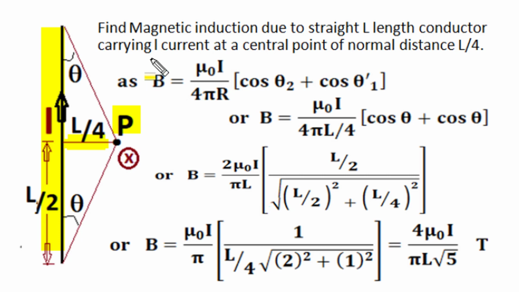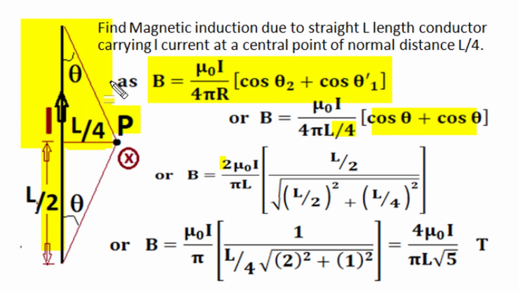We know that for a finite length, the magnetic flux density of a straight conductor is given by this yellow highlighted result, where R is the perpendicular distance of the observation point from the conductor, and this is L/4 as given to us. Due to symmetry, as this observation point is at the central position, the two extreme theta angles, the angle between current element and position vector, theta 1 dash and theta 2 in our case, become theta each, and the summation becomes 2 cos theta, and cos theta in this triangle is base upon hypotenuse. Base is half of conductor length, L/2, and hypotenuse is root of base squared plus perpendicular squared, from Pythagoras.